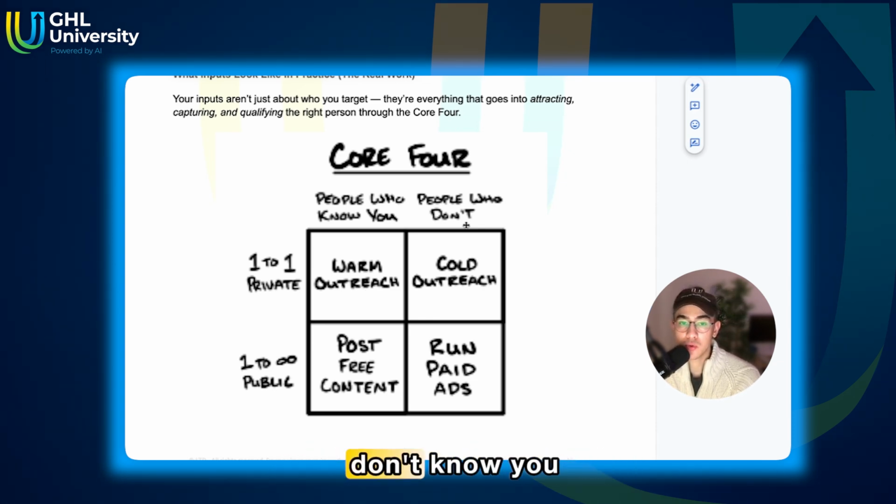Cold outreach, people who don't know you, and one-to-one private. Cold calling, cold DMs. This is how I started out. If you don't have a good network or no one to sell to, you start with this. And if you have no money, you start with this.